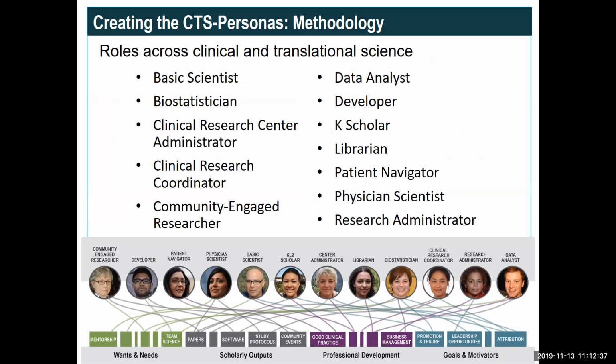So here are the results of our voting. These are the 12 roles that we profiled for CTS personas. As you can see from this list, we were eager to profile roles across the entire spectrum of translation, from basic science to preclinical and clinical research to community implementation. It was important to us to include roles with a great amount of public interaction, such as the patient navigator and the community engaged researcher. We also wanted to include a good sampling of roles that support translational science at all levels and in all parts of the translational ecosystem.